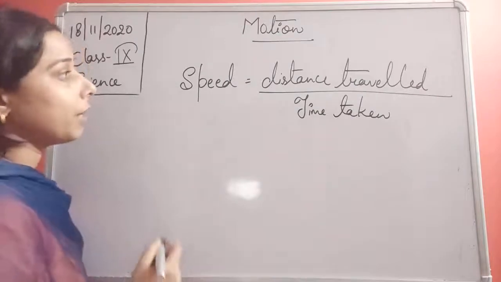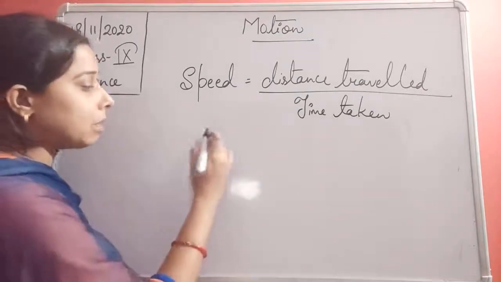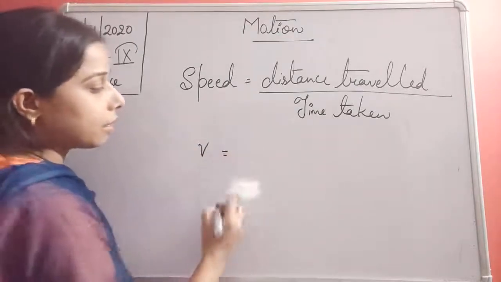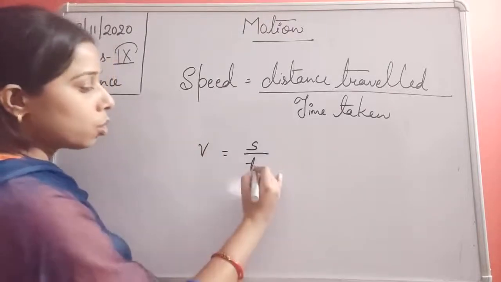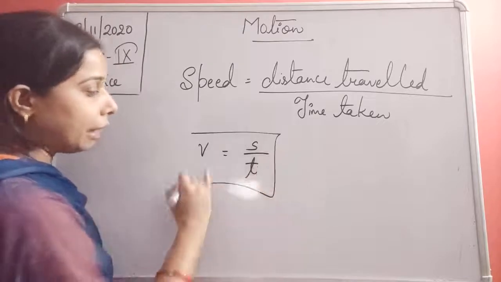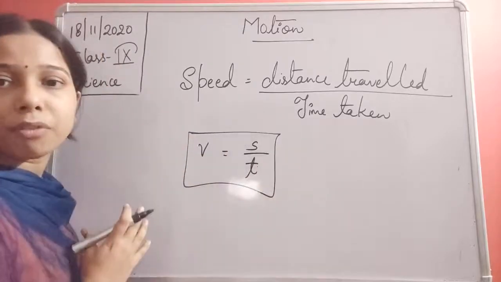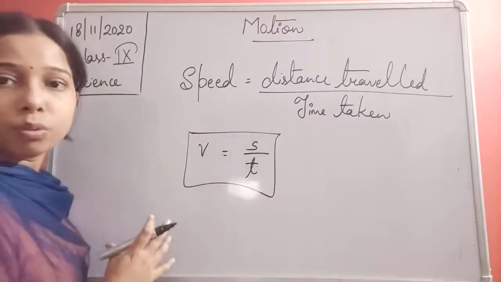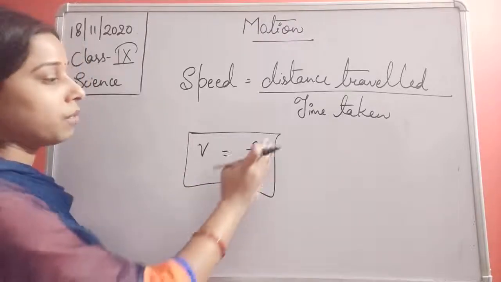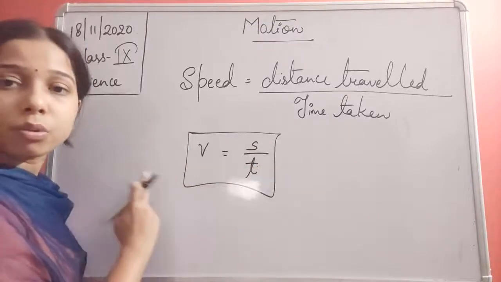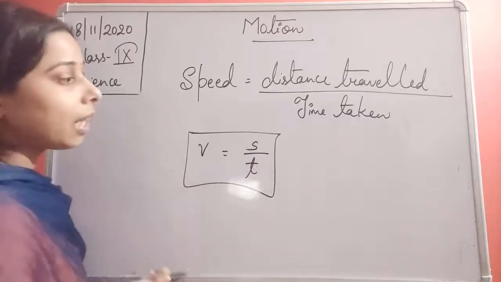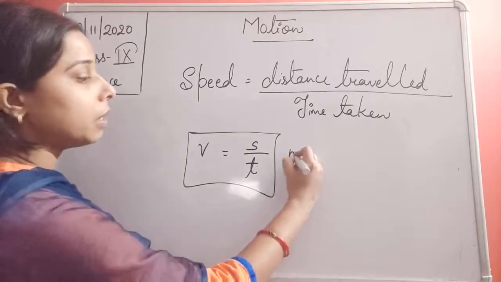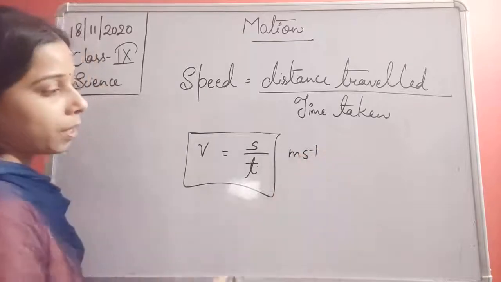In short form, suppose we represent speed by v, distance by s, and time by small t. So the formula for calculating the speed of a body is speed equals distance upon time, that is v equals s upon t. We have seen that the SI unit of speed is meter per second.